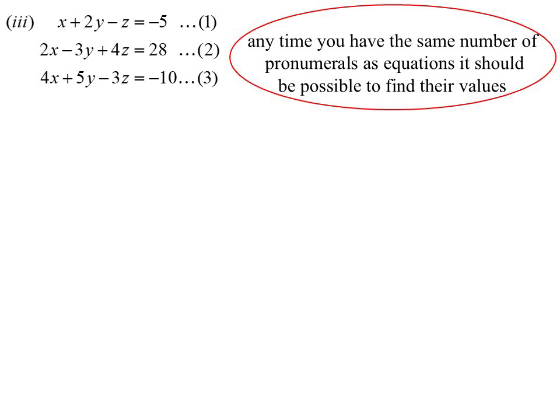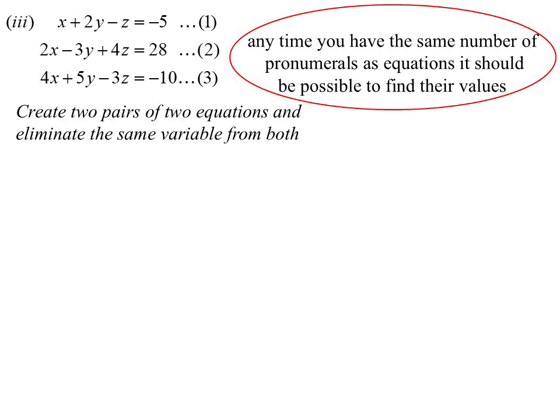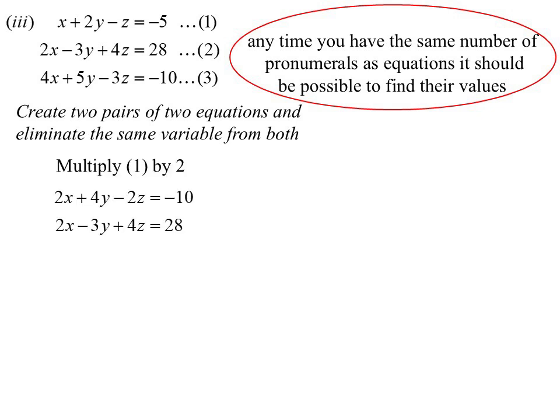I will create new equations. I'm going to create 2 pairs of 2 equations and then eliminate the same variable from both. So if I multiply the first one by 2, then I can eliminate the x's by matching it with the second one. So I can get rid of the x's. And I now have this new equation, 7y minus 6z is equal to minus 38.